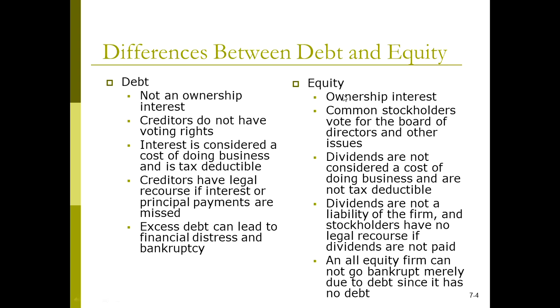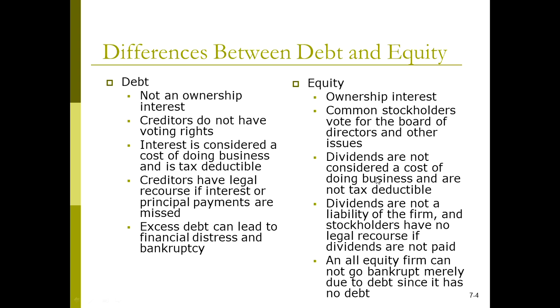While with stocks, that is very different. When people buy shares of stocks, they purchase the ownership interest. They have the ownership. Common stockholders can vote for the board of directors and other important issues. If the majority of the stockholders are not happy with the CEO, they can vote for the directors and ask the directors to replace the CEO. So they are very powerful.